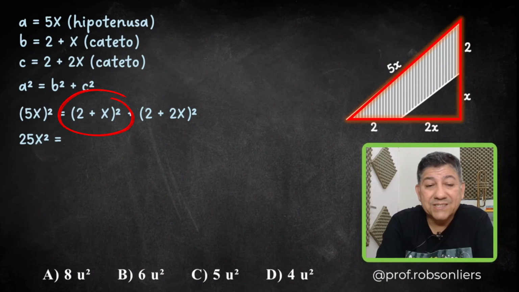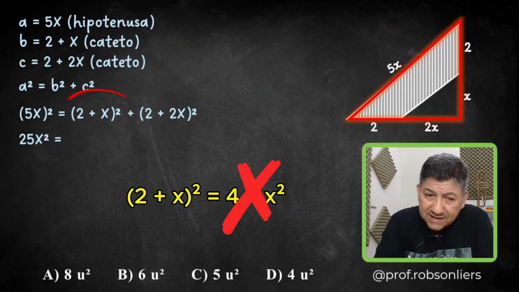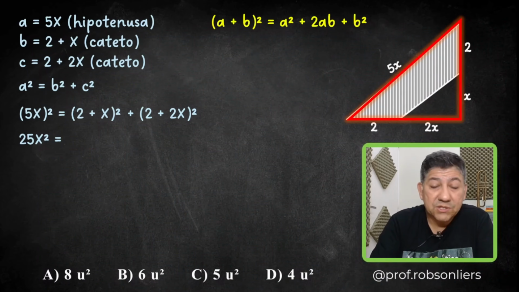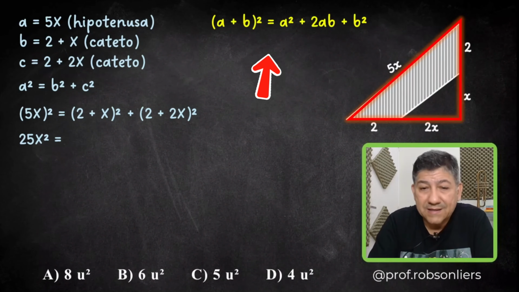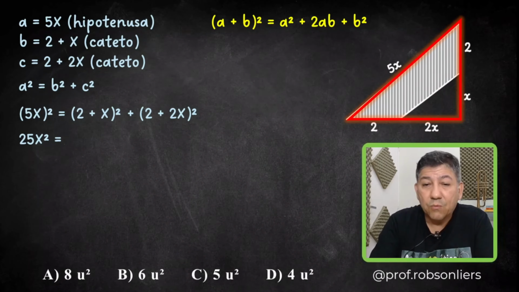Now, pay attention here. 2 plus x, all squared. A lot of people will write 4 plus x squared, but you'll get it wrong. You'll miss the question. This is a remarkable product. This remarkable product is the square of the sum of two terms, (a + b) squared. It will be the square of the first plus 2 times the first times the second plus the square of the second. That's a squared plus 2ab plus b squared.